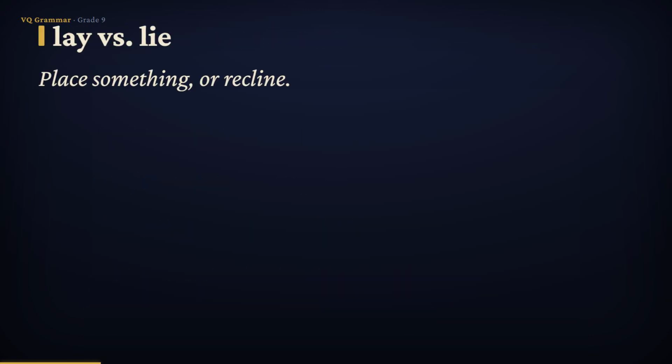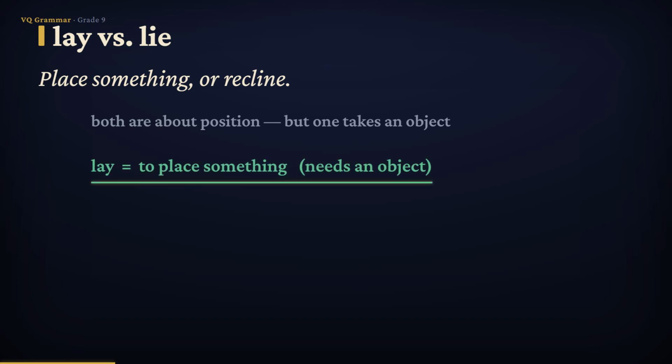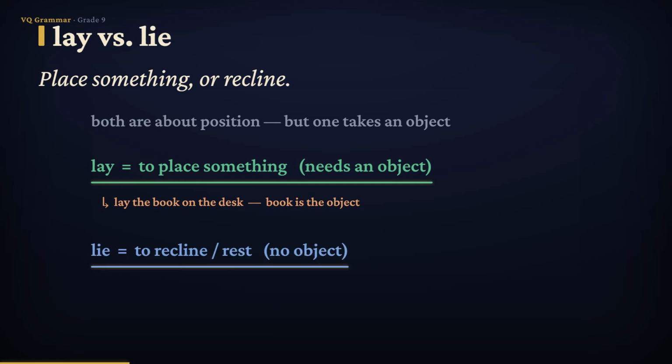Next up is a classic pair, lay and lie. Both are about position, which is why they get mixed up. But there's one clean difference. Lay means to place something down, and it always needs an object, a thing you're placing. You lay the book on the desk. The book is the object being placed. Lie means to recline or rest, and it takes no object at all. You lie down on the couch. You're not placing anything, you're just resting yourself.